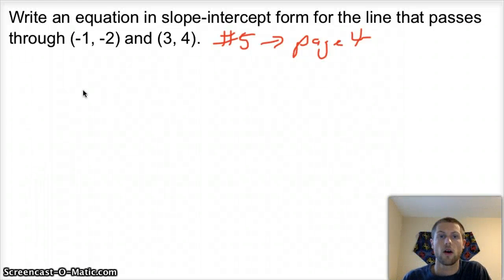Hello again, everybody. This time we're going to take a look at a problem that was found on page 4 of the test review packet. This is number 5. And here we want to find the equation of a line in slope-intercept form, and it passes through this point and this point.